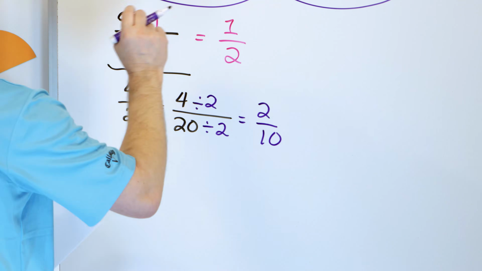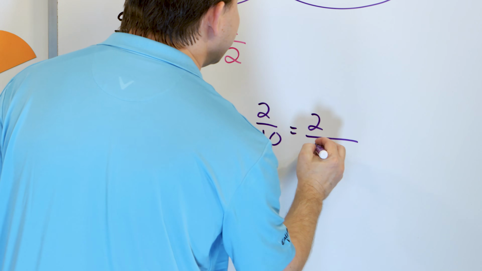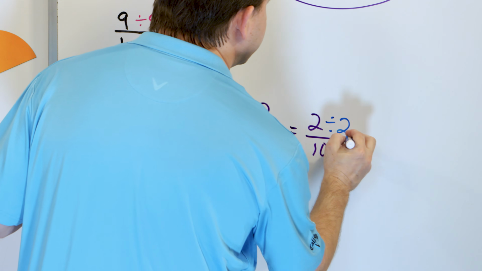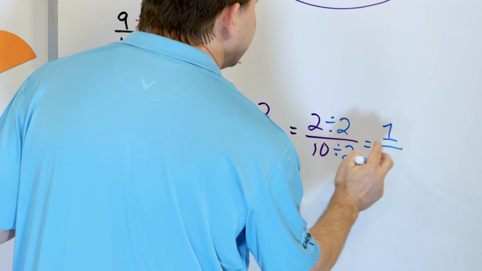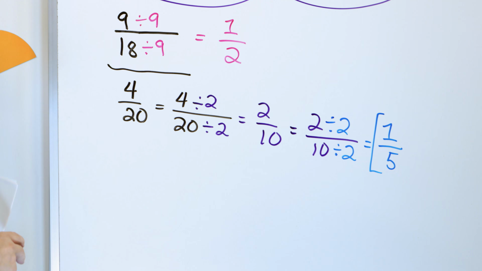But then I notice, oh man, I can do it again because these are again even numbers. So I write 2/10 down again. And then I say, all right, I'm going to divide the top by 2 and the bottom by 2. 2 divided by 2 is 1. 10 divided by 2 is 5. And the answer is 1/5.